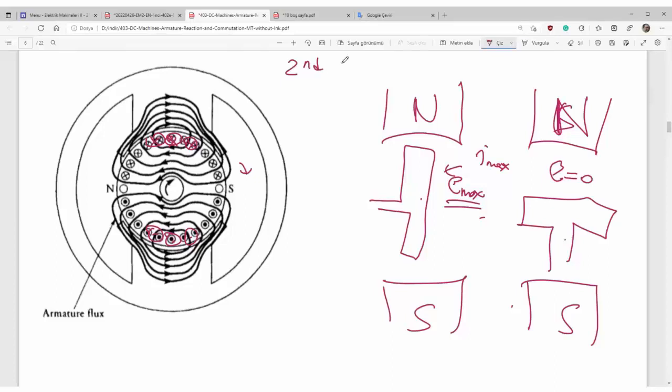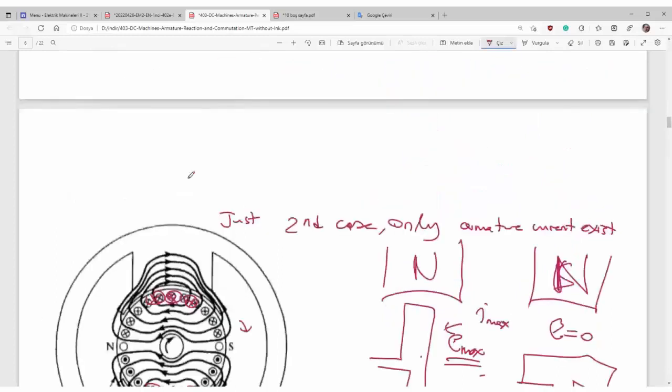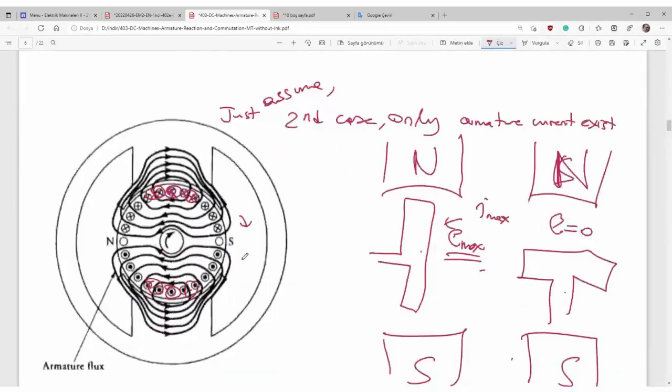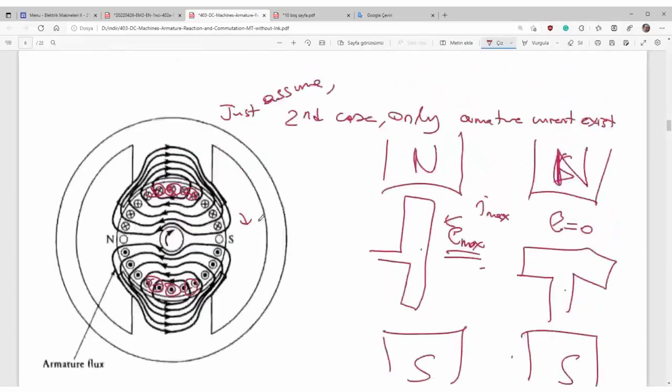Second case, only armature current exists. Just assume. In fact, there is no such case. In fact, there will be no electromotive force induced because there is no magnetic field in the poles yet. But just assume. For example, you can assume that you have applied an external electric power to the armature. There is such a current. Such a current will cause such a magnetic field.